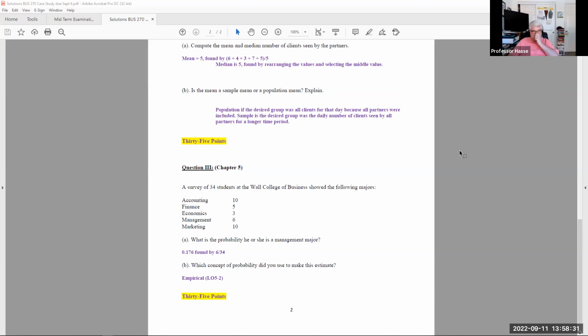Which concept of probability did you use to make this estimate? The correct exact answer is empirical. Some of you said classical, which was okay, but not exactly right. Empirical was the correct answer. And if you didn't get that, you probably got 2 or 3 points off.